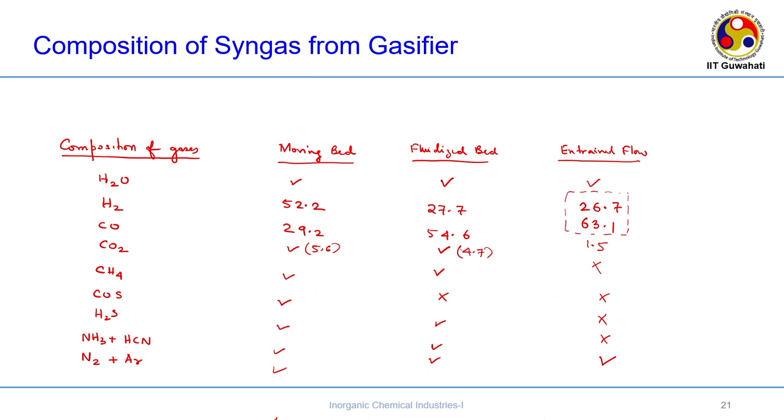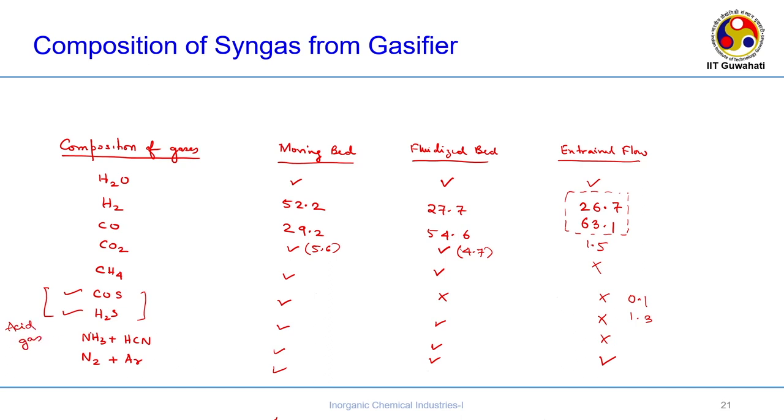Now, one of the important points is that if these two compounds are present in the outlet gas, they will create a problem. You cannot use it directly for an application. That is the reason why entrained flow is used, because the amount of carbonyl sulfide and H2S is very, very low. Carbonyl sulfide is close to around 0.1%, while H2S is 1.3%. These two can be cleaned, and are called acid gas.